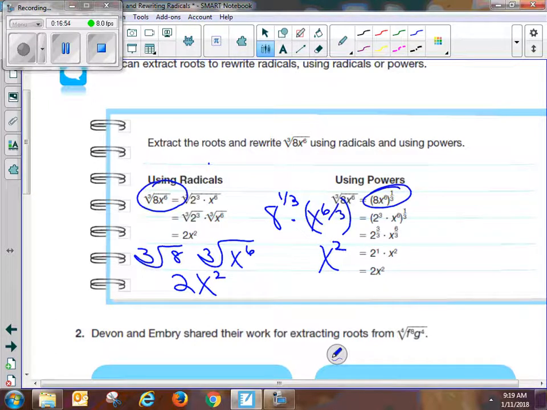And what's 8 to the 1/3 power? Just 2. So both ways, same answer, whichever way you prefer.